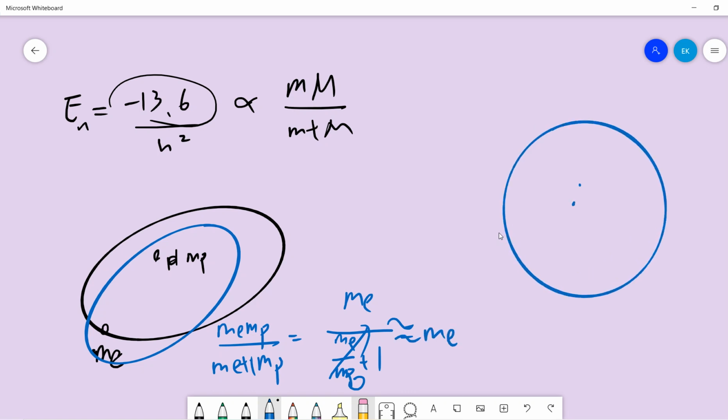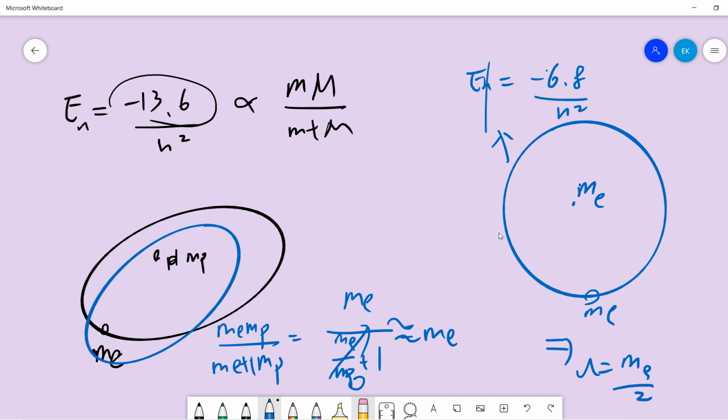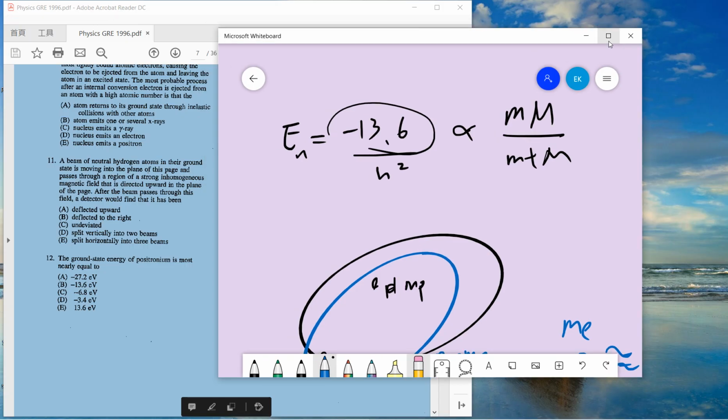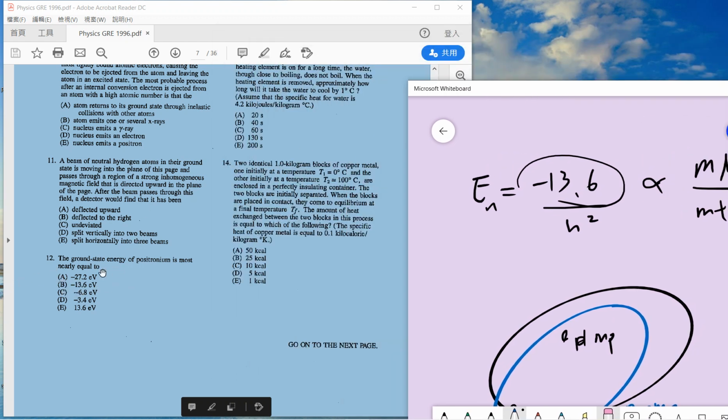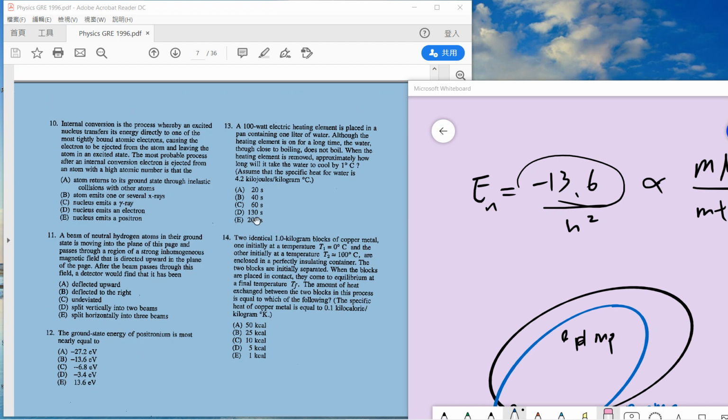But now you have the thing called positronium. Basically the positron has the same mass as m_e, so the effective mass is m_e over 2. So positronium has this effective mass, giving minus 6.8 divided by n squared. So the ground state answer is C, minus 6.8. I suggest that you remember the properties of positronium because it's really famous.